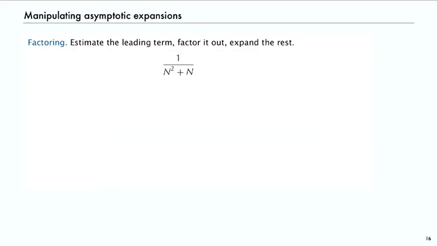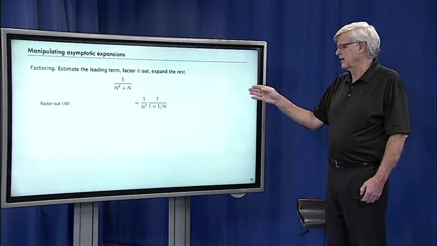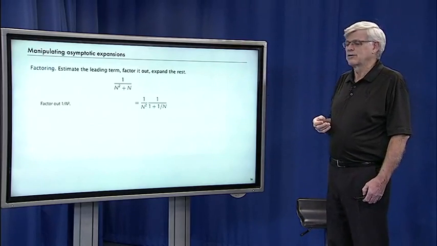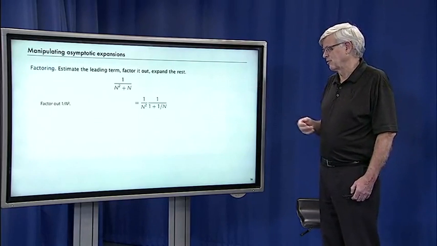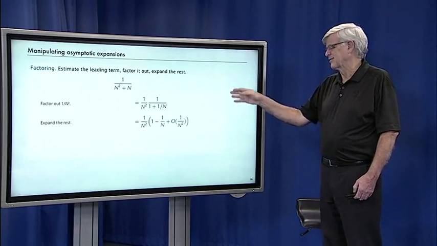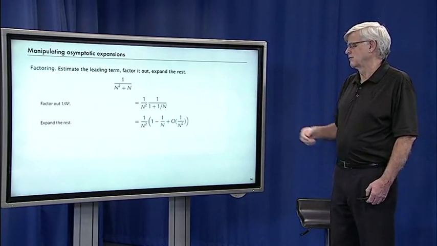Factoring: a very common thing to do is to estimate what the leading term is, then factor that out and expand the rest. So look at this function, 1 over n squared plus n. And we think to ourselves, what's this going to be close to when n is large, like n is 1,000,000? It's going to be close to 1 over n squared. So we might as well factor out the 1 over n squared. And then in this case, what we're left with is 1 over 1 plus 1 over n, and that's a geometric series. And we have an asymptotic expansion for the geometric series. So expand it, since it's 1 plus 1 over n, it's 1 minus 1 over n plus O of 1 over n squared.